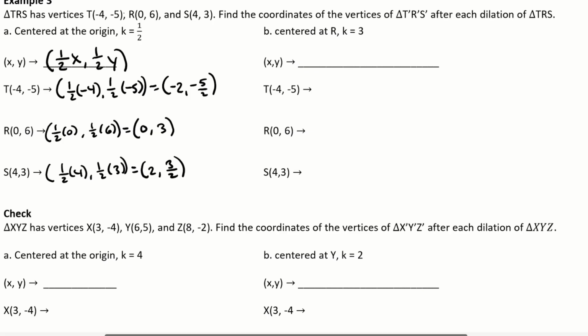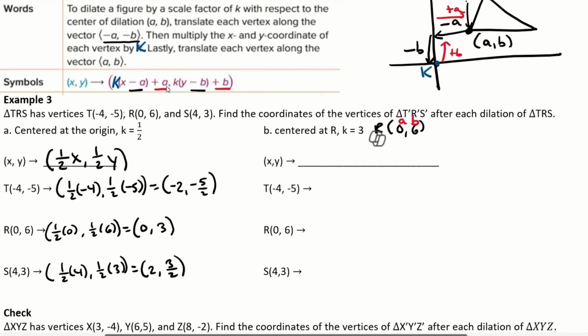That means this R that you see here gives me my coordinates. Let me write that here. R, which is (0, 6), is going to be my a and my b. Remember that in the formula we had here, we use a and b, and the constant k, here in blue, is 3. And x and y are just whatever coordinates we're interested in.